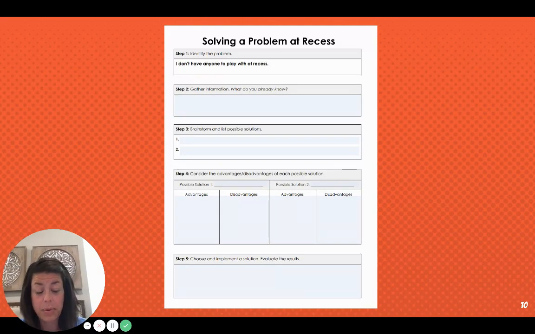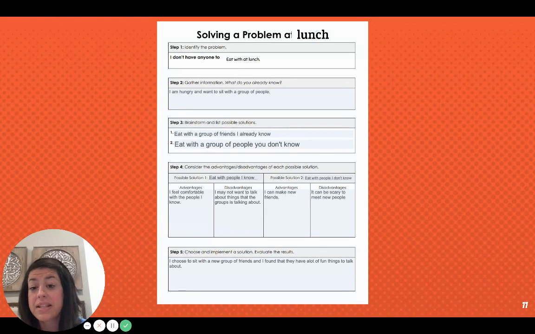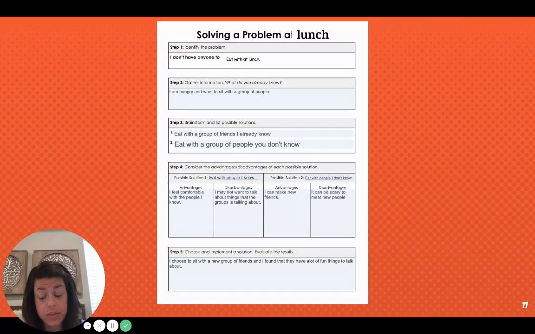Here's my example. So my example was I didn't have anyone to eat with at lunch. So that was my problem. So I don't have anyone to eat with at lunch, and I'm going to gather all the information I already know. I know that I'm hungry and I want to sit with a group of people at lunch. So that's my information. I'm really hungry. I'm sitting here with my tray, or I'm sitting with my bagged lunch, and I want to sit with a group of people. And I'm going to brainstorm 2 options.